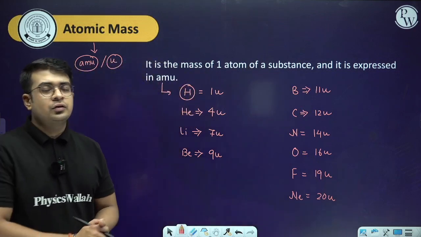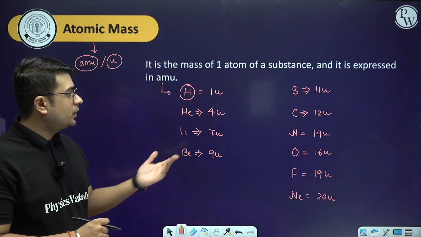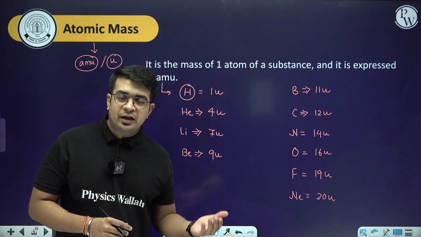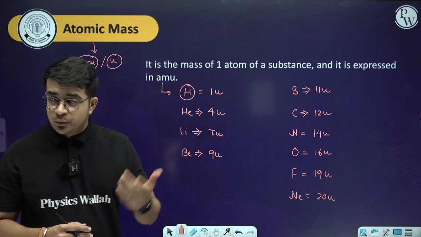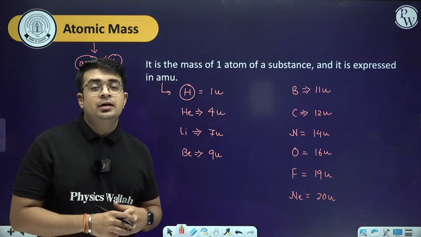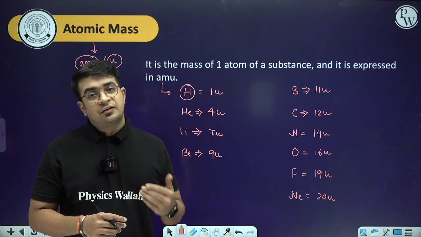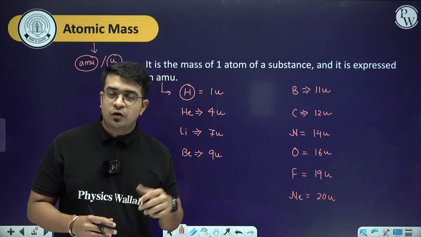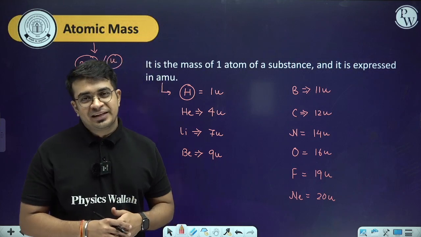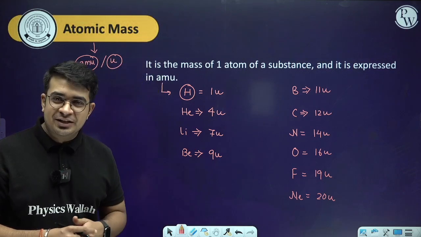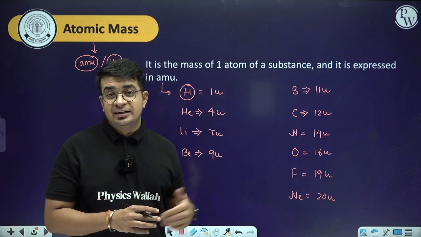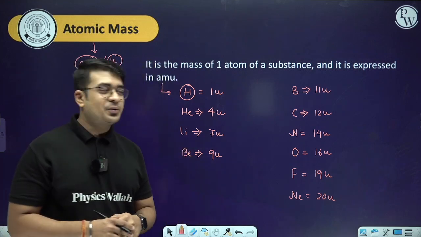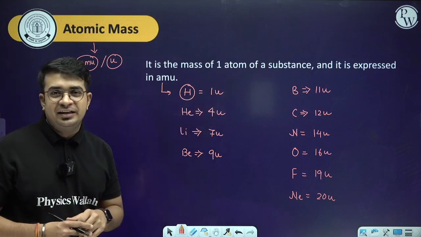If I talk further about the next part, you can say we have sodium 23U. Then we have magnesium 24, aluminium 27, silicon 28, phosphorus 31, sulfur 32, chlorine 35.5. I'll tell you why it is 35.5 in fraction. Then argon is 40, potassium is 39, and calcium is again 40. Okay, so that's the entire idea about the atomic mass.